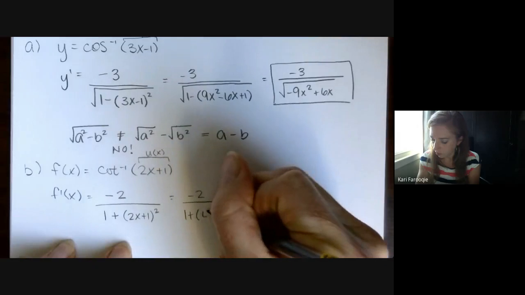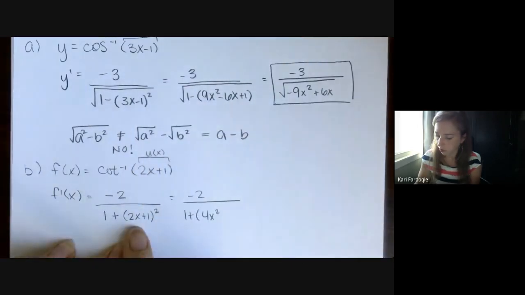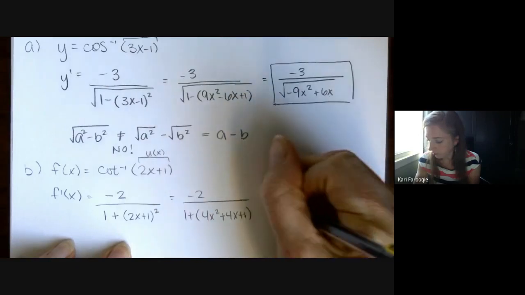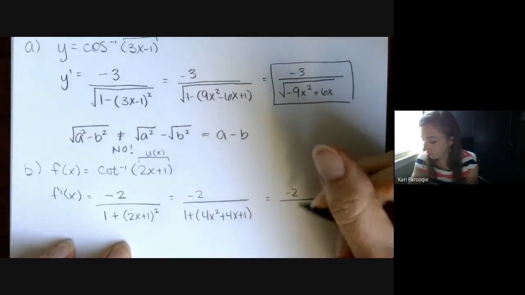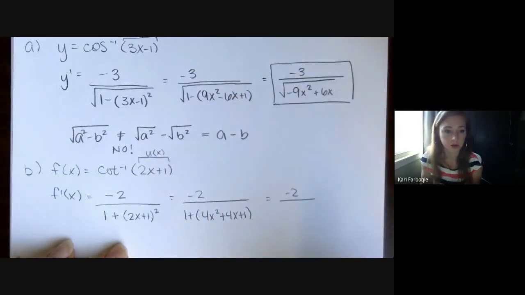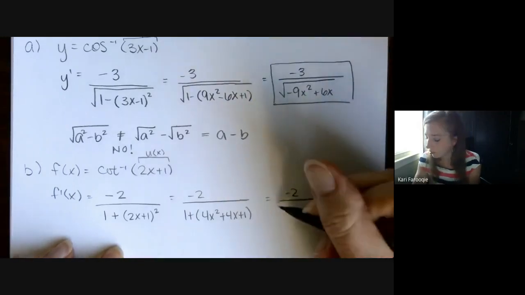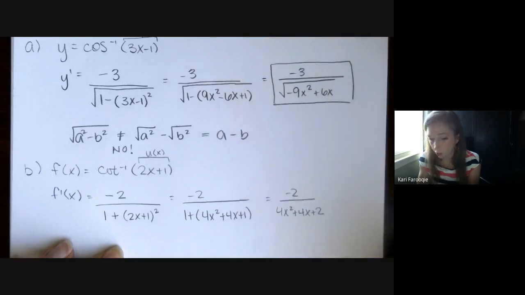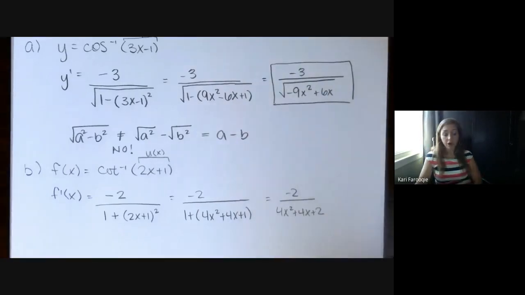So I'll have 1 plus 4x squared, and then 2x and 2x is 4x plus 1. It looks like we'll actually be able to simplify a little bit more out of this one. So we'll have 4x squared plus 4x plus 2. And then we have a common factor of 2 in every single term.